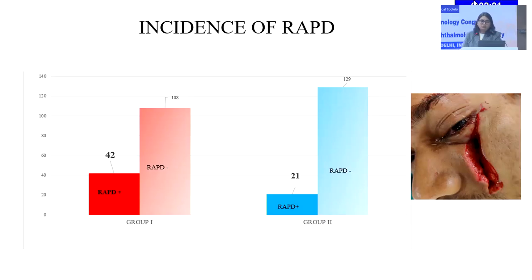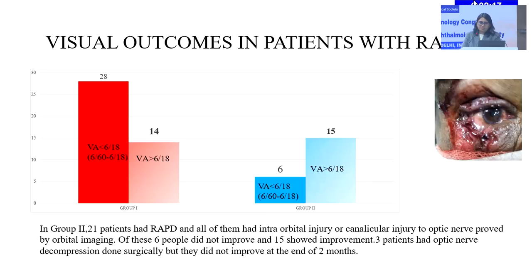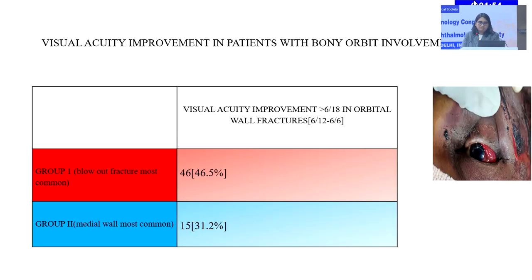In group 1, 42 patients presented with RAPD, whereas in group 2 it was 21. Further, we analyzed how RAPD affects the visual outcomes. In group 2 the total was 21 patients, and it was an intraorbital injury or canalicular injury to the optic nerve. Of these, 6 did not show any improvement and 15 showed improvement. Optic nerve decompression was done surgically, but visual outcomes did not improve for the 2 patients.